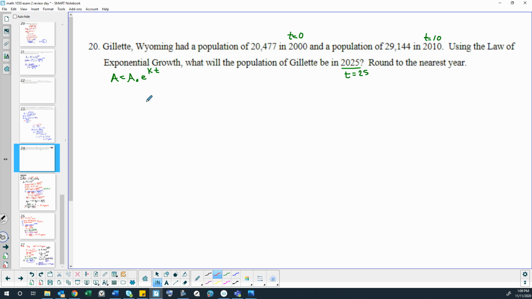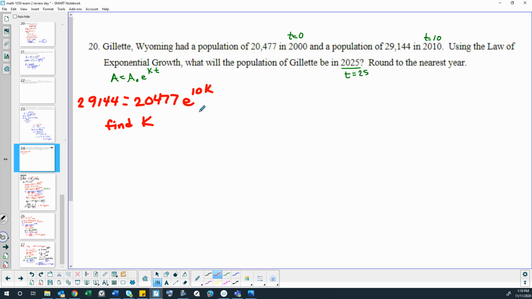So the initial amount at time equals 0 is 20,477. That's what A sub 0 means, right? Then it has a population 10 years later of 29,144. So that is our amount as a function of t years later. In this case, it's 10 years later, so it's 10. But we also have to have our k value to find that rate that makes this true. So our first job here is to find k.